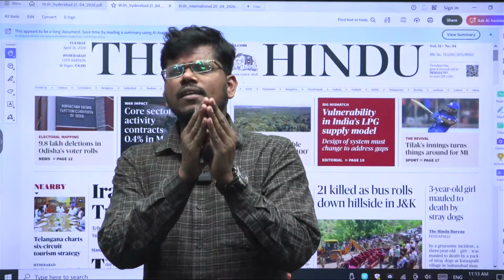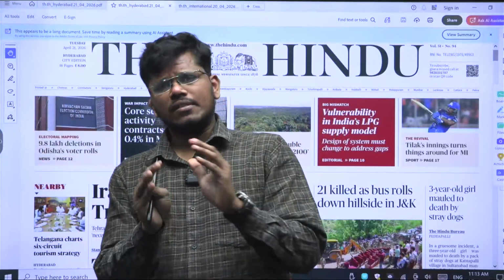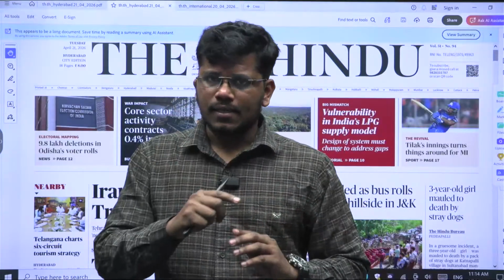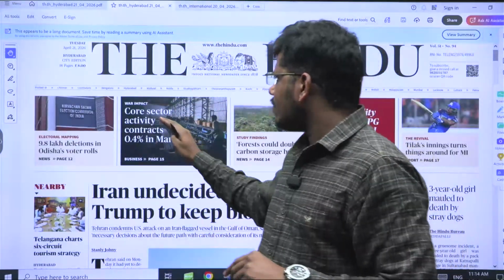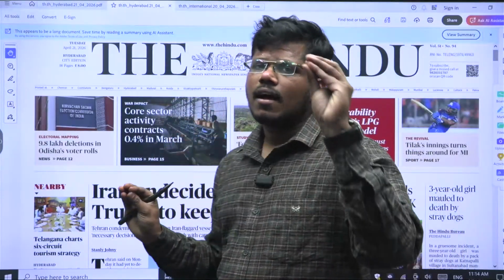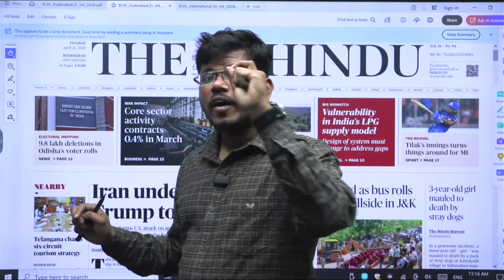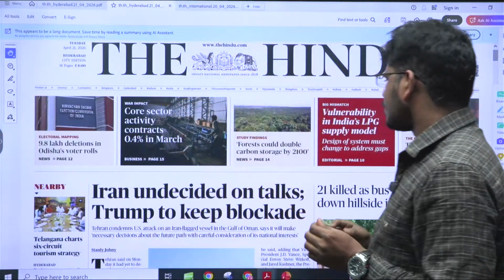From the prelims perspective, we have to know what these 8 core sectors are. Here we can clearly see the war's impact: core sector activity growth cuts 0.4% in March.